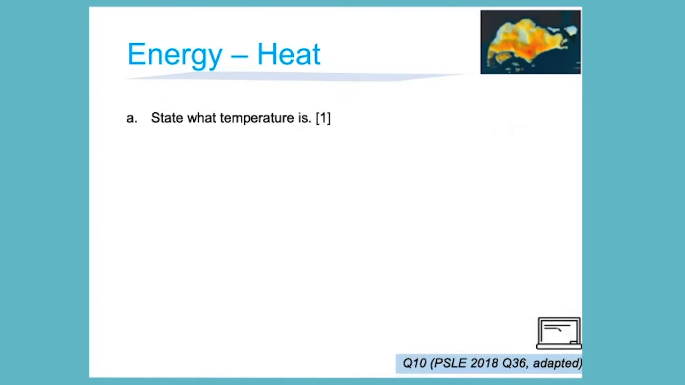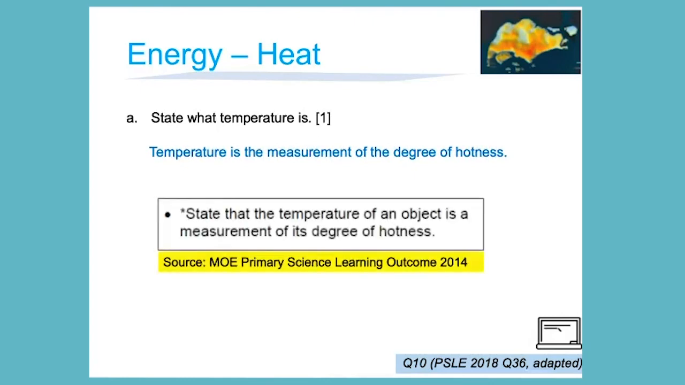So by definition, we need to state what temperature is. So if you can remember the definition, you'll get this 1 mark very easily. Because this is an easy question, you just need to double check your answer. Make sure you memorize it as a definition. Okay, because this is actually a requirement in your PSLE that you must be able to define what temperature is. And by definition, they actually give it to you: the measurement of how hot or how cold a specific object is.